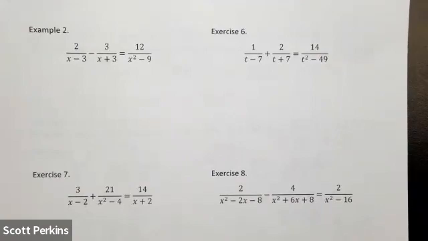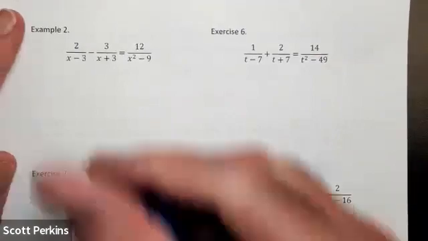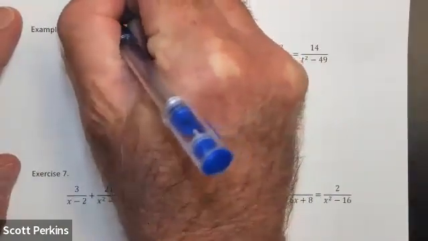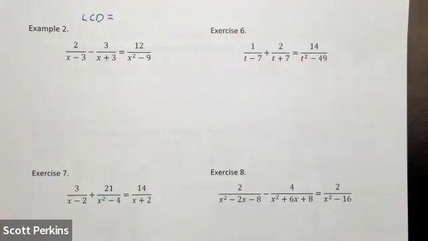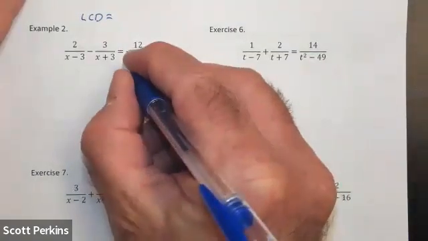So example 2, first thing I have to do, like we just did, is figure out what the least common denominator is. Before I do that, there's one of those denominators that I can factor. Which one of the denominators, the first, the second, or the third, is the one that I can factor? The third, the x squared minus 9.